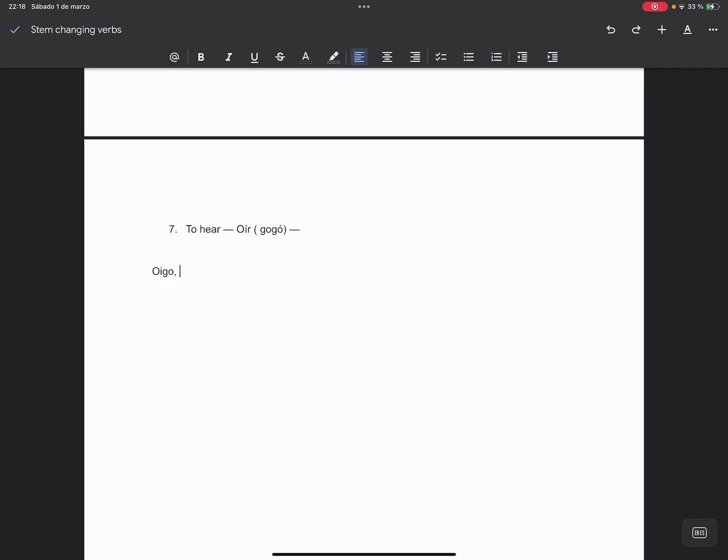Oigo, I hear. Oyes, it should be like that, right? But that I with that E over the years has become a Y. So it is like this. Oyes, oye, oímos, oís, oyen. So in a way, it is strange because that I that should remain there has become a Y sometimes. Okay? Vale. I will leave that there for you.